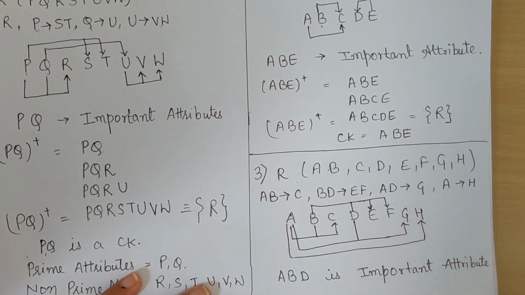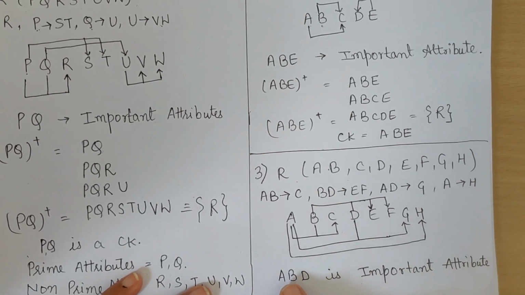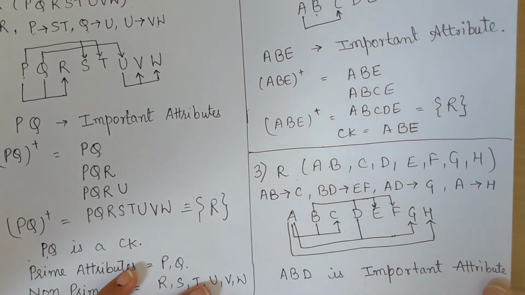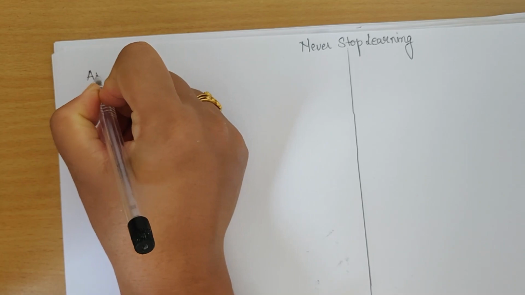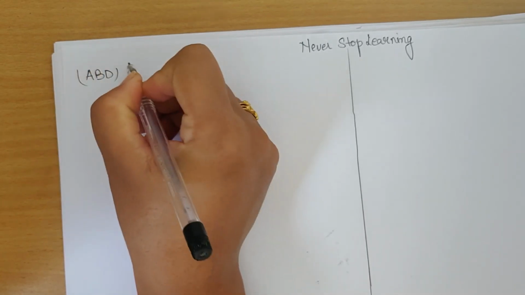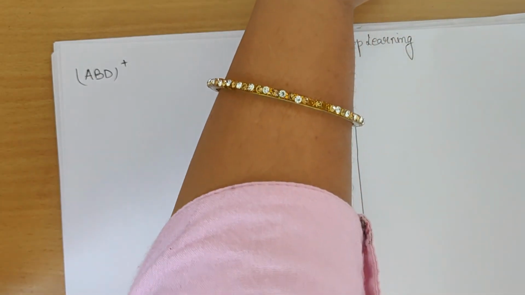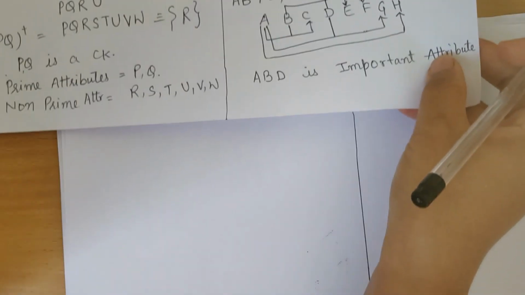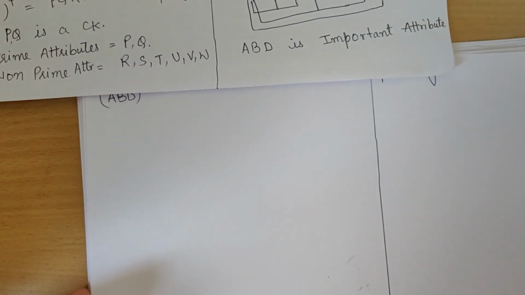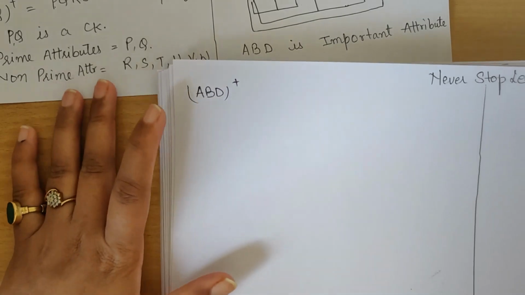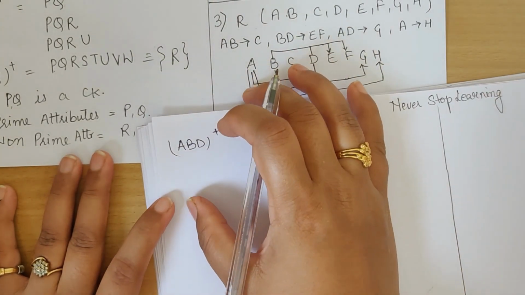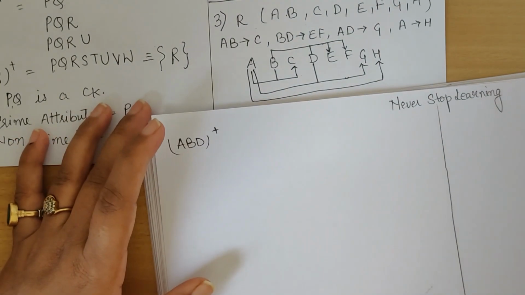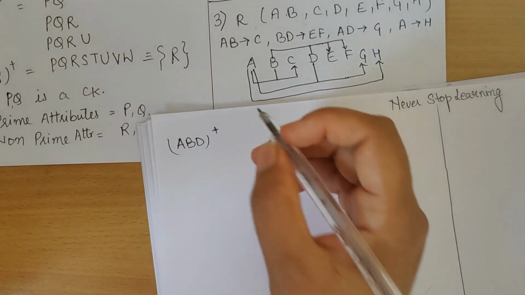Now when ABD is the important attribute, we will find out the closure of ABD only. Fine. So let's check the closure of ABD. Now, the functional dependencies are here, so I will keep it like this. Okay, so here we can see the functional dependencies. Now as you can see, ABD.